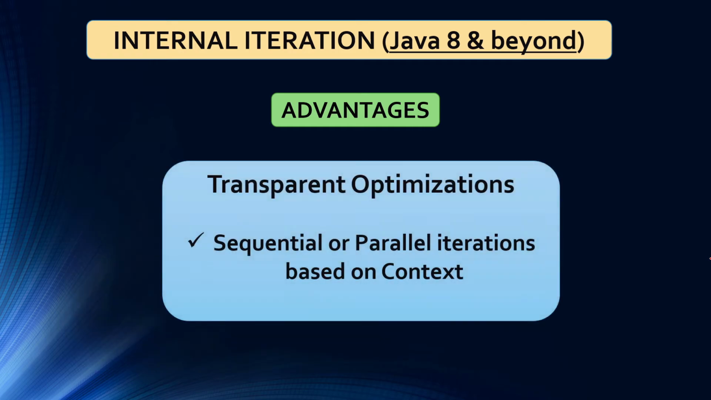The second advantage is transparent optimization, and these optimizations are handled by the underlying library, and as a developer we don't have to bother about it. The library can decide to do the iteration sequentially or in parallel, based on the context, based on the conditions. If conditions are favorable, then it can go with parallel iteration. Otherwise, it can go with sequential iteration.